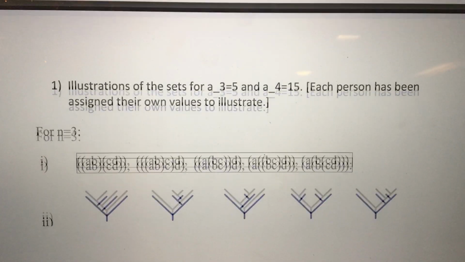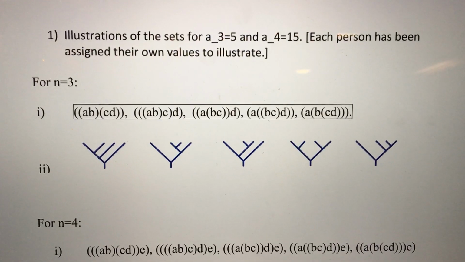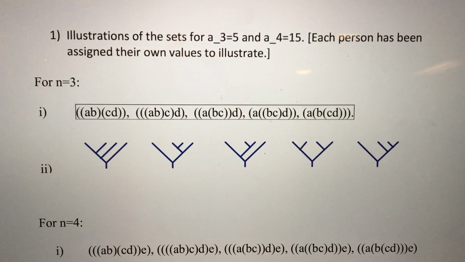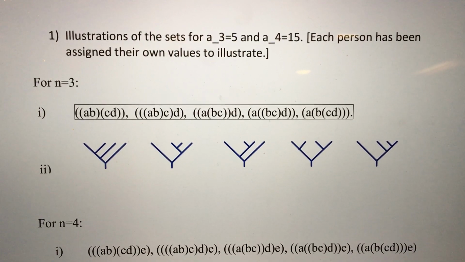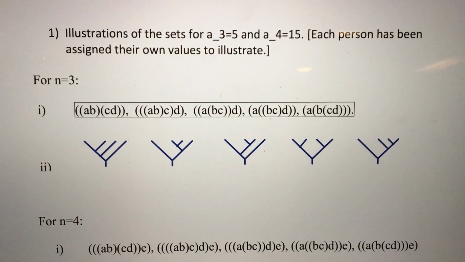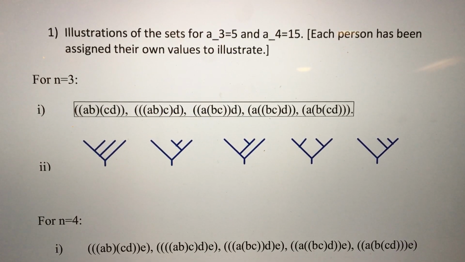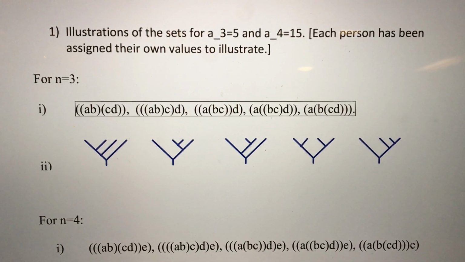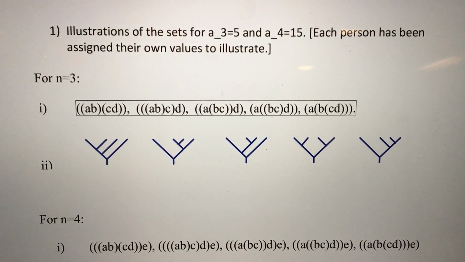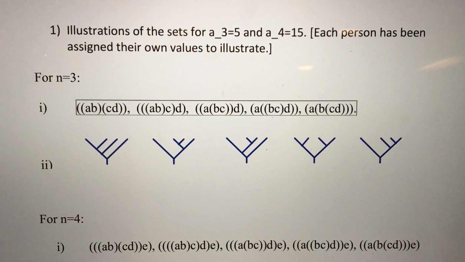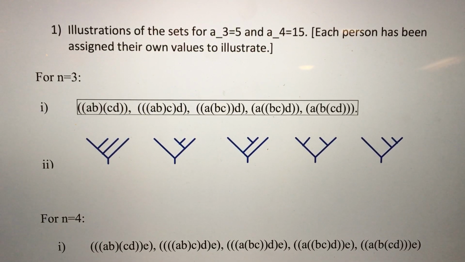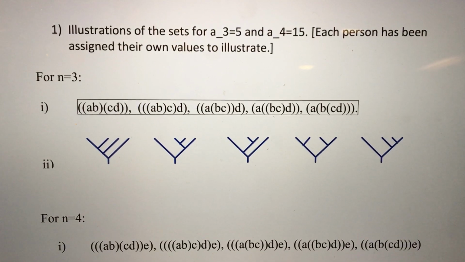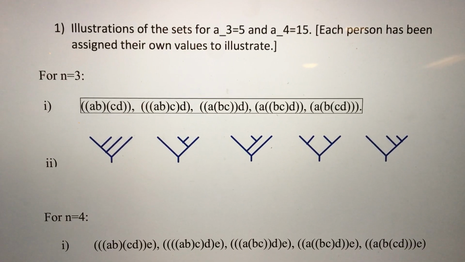So let's look at the actual project. Step 1 says illustrate 2 structures. When I say illustrate, I really do mean draw some pictures or write out a bunch of symbols. For mine, I'm illustrating a sub 3 equals 5 and a sub 4 equals 15. And I've told you each individually in emails which ones you should be illustrating.